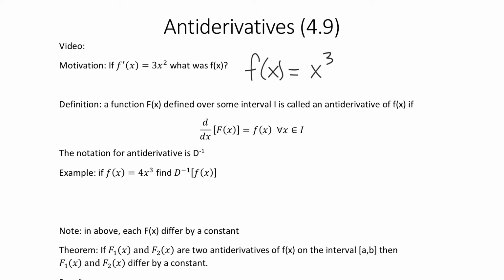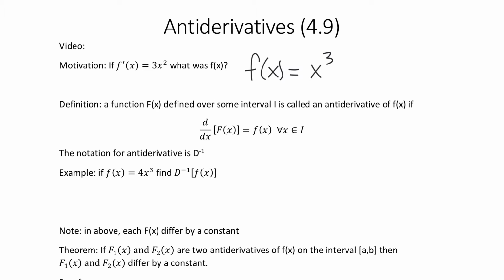Now if we look at a definition here, a function capital F of x defined over some interval I is called an antiderivative of f of x if the derivative of capital F of x equals f of x for all x in the interval I. So in our previous example here, x to the 3 would be an antiderivative of 3x squared because the derivative of x to the 3 is 3x squared. Now the notation we're going to use for antiderivative is d to the power minus 1.